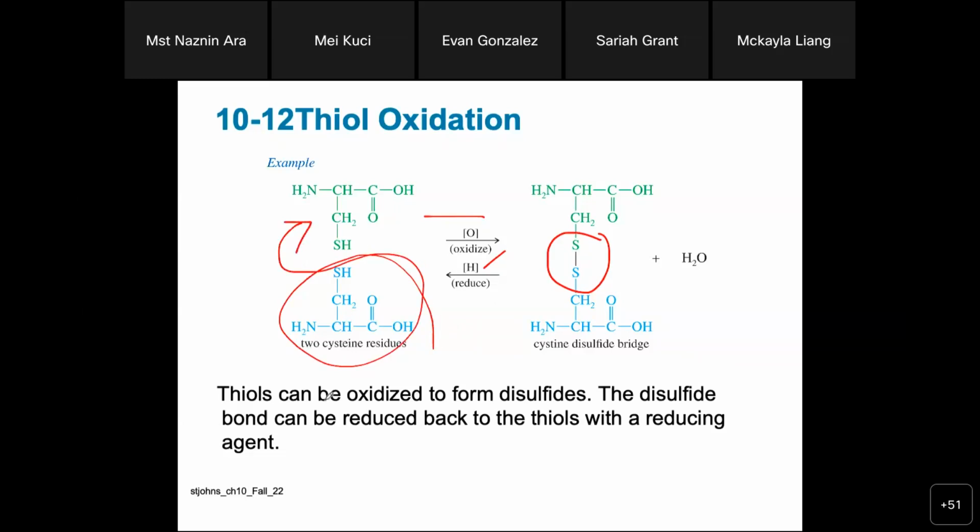Thiols can be oxidized to form disulfides. The disulfide bond can be reduced back to the thiols with a reducing agent. So this is the thiol oxidation example.